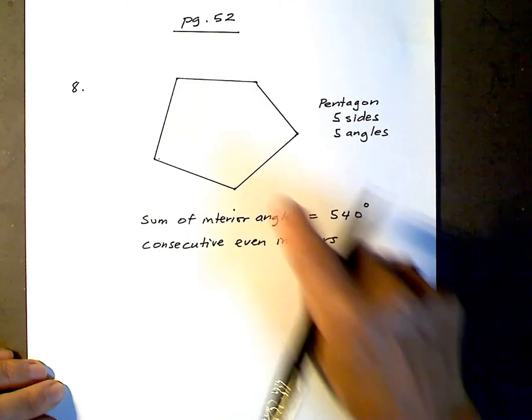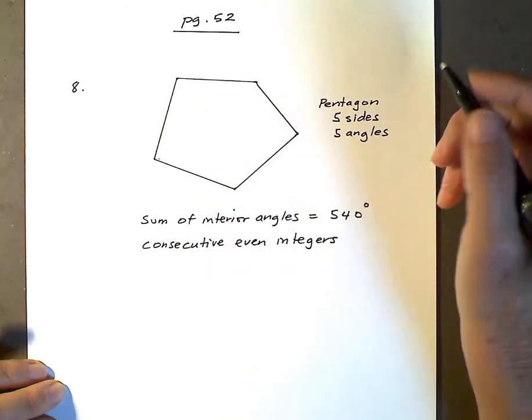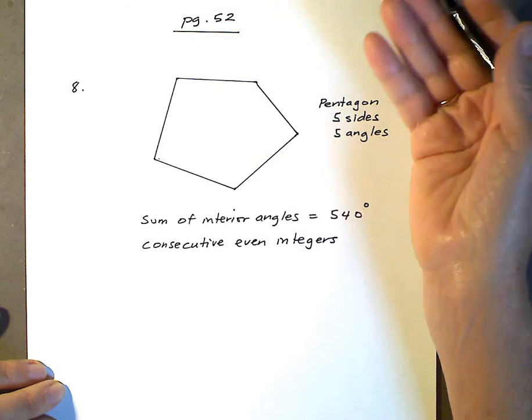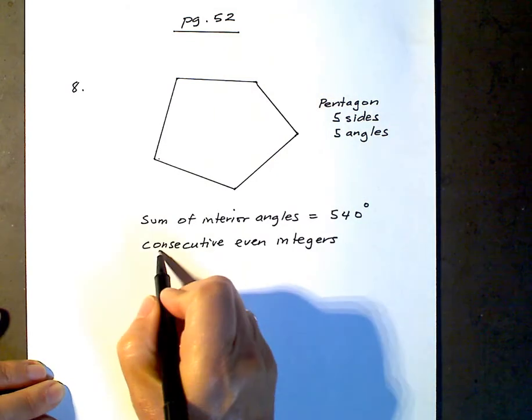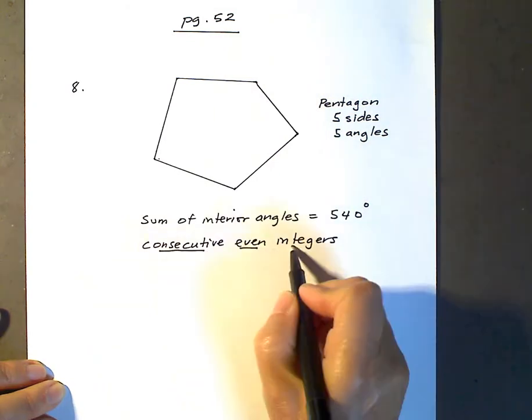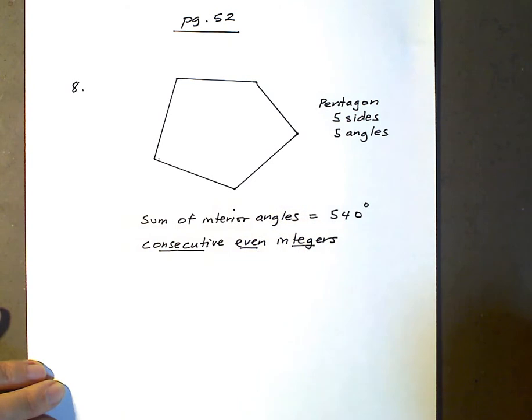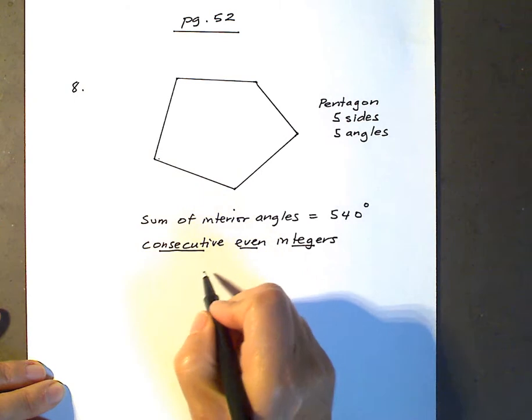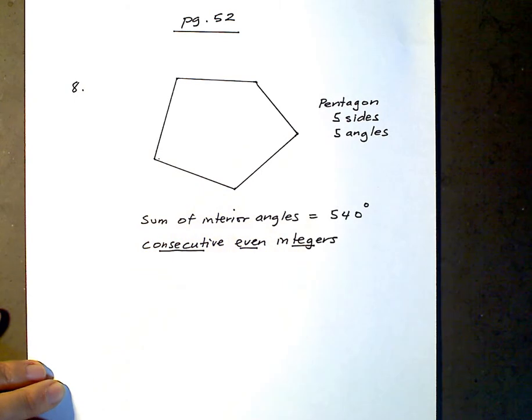So I just drew a random pentagon, and I'm going to label its angles, but first I have to focus on what consecutive even integers means. Consecutive even integers are whole numbers, and in this case they're positive because they're all angle measures.